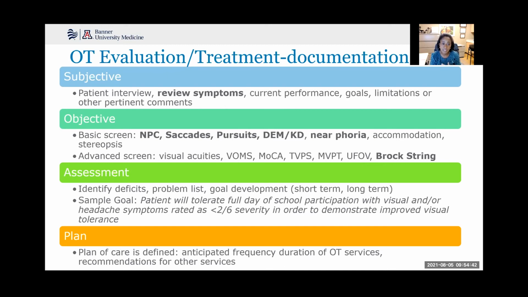I identify deficits, create a problem list, develop goals, and my plan of care is defined. Usually my plan of care is about 5 to 10 sessions, and around the 5th session I would have them reassessed by neuro-optometry to make sure we're on the right path and see if there are any changes to the plan of care that need to be made. Sometimes I do need all 10 sessions or more, but typically my average is about 8 to 9.